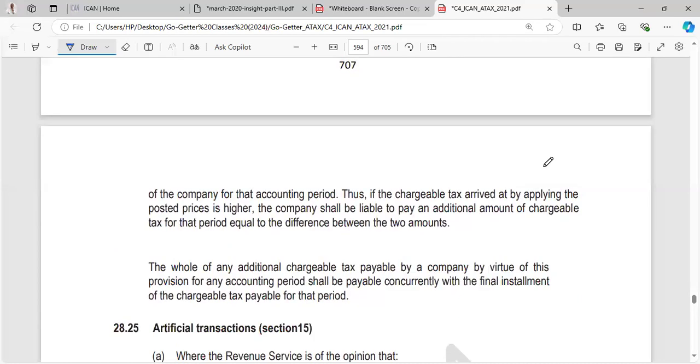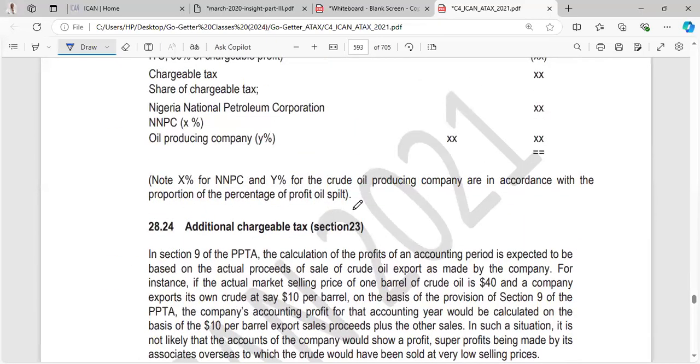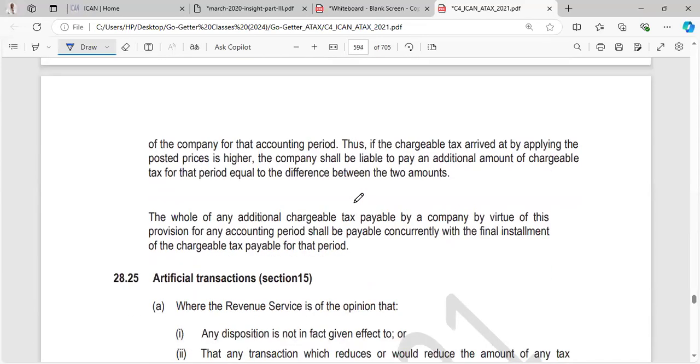So what it means here is if you are selling for $10 where you should have sold for $40, they will calculate your profit, calculate your tax. They will also calculate what your sales or revenue would have been if you sold at market price. They will calculate your tax. Whichever is higher in the two will become your final tax. So it means that if you sold low and your tax is low, they are going to give you additional assessment. That's why you're seeing here additional chargeable tax, section 23. So don't be surprised, it may come out in the exam. It has not been tested before.